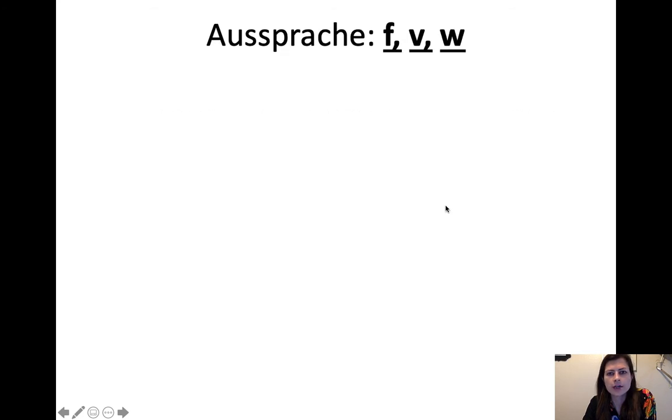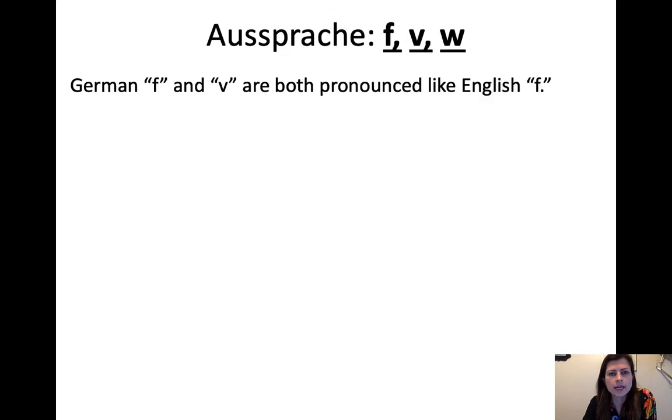And then we have F, V, and W. F and V are both pronounced like English F. So we have Faber, Frei, and Hof. And those are all Fs, just like in English, they're Fs here. So not too tricky. But then compare the V's. The V in German is pronounced the same as the F, so not like a V in English. Volk. So it could just be the F. It would sound just like an F, right? So Volk, which of course means folk.